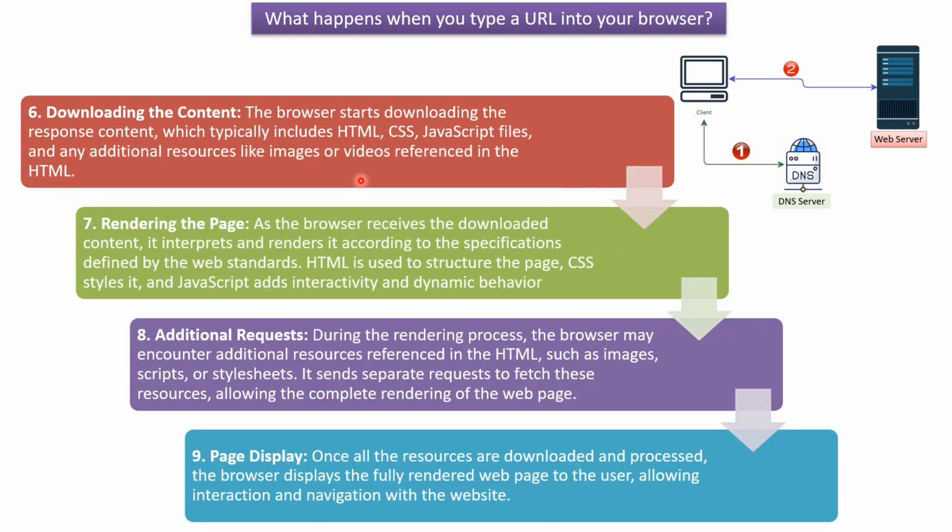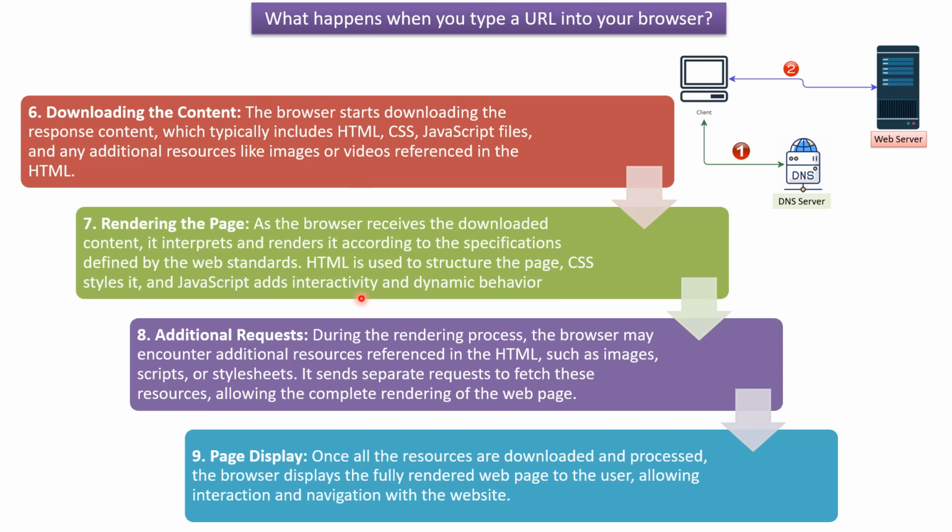The sixth step is downloading the content. The browser starts downloading the response content, which typically includes HTML, CSS, JavaScript files, and any additional resources like images or video referenced in the HTML.